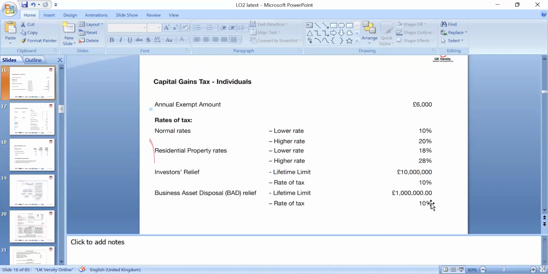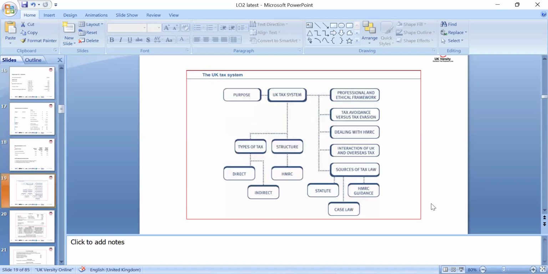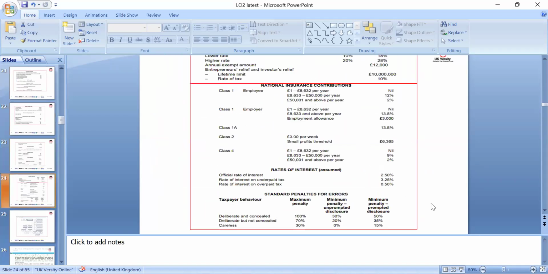Inheritance tax relief and capital gains tax: we can look at 10% and 20%. The normal rate is 10% and the higher rate is 20% on the capital gain. For residential properties, the lower rate is 18% and the higher is 28%. When we look at investors' relief, the lifetime limit is 10 million and the rate of tax is 10%. Business asset disposal relief is relief on disposal of the asset. We had a discussion on all these. We also have previous years' rates, which I included, from 2021.